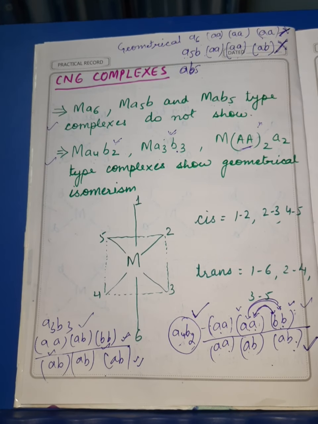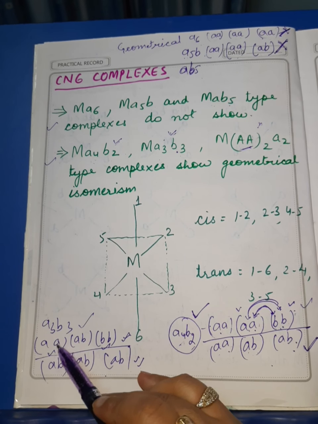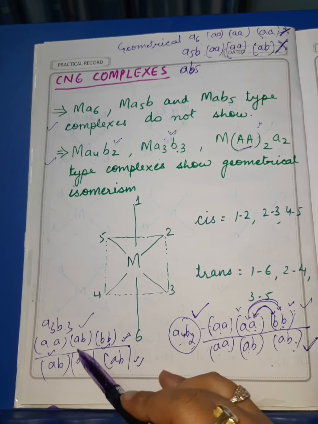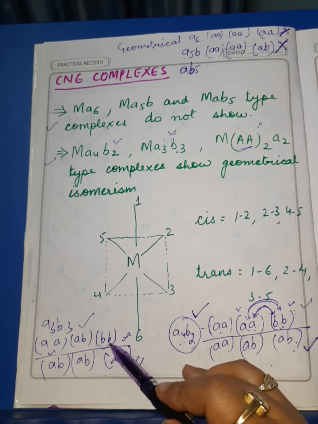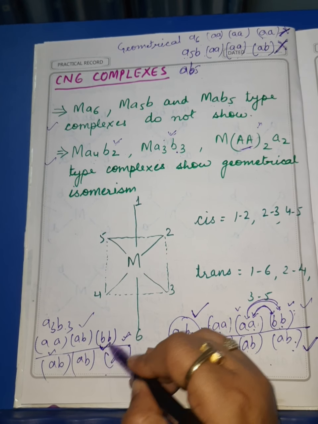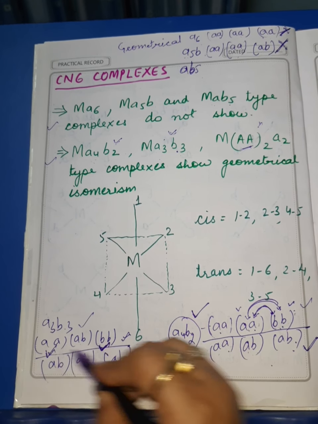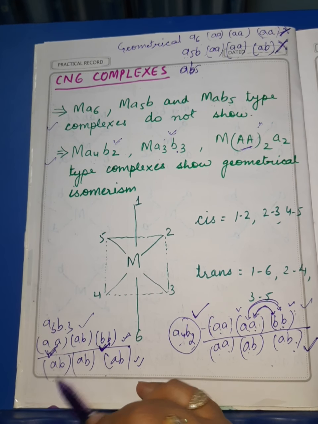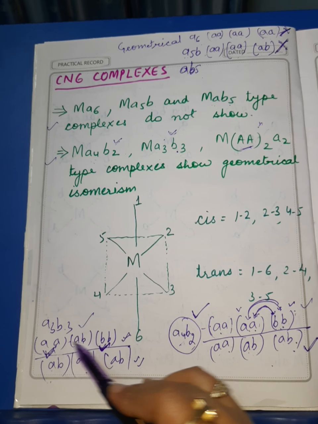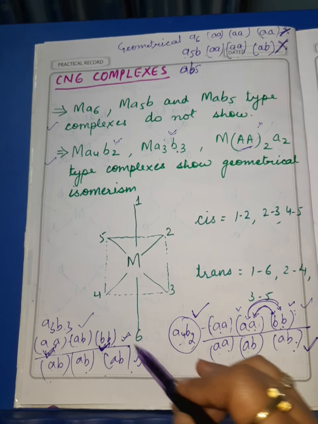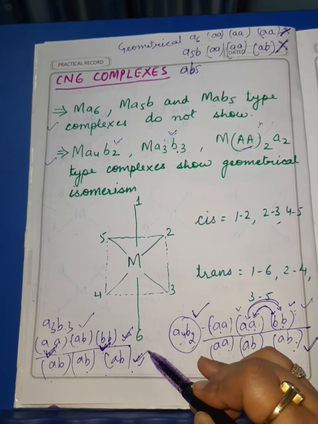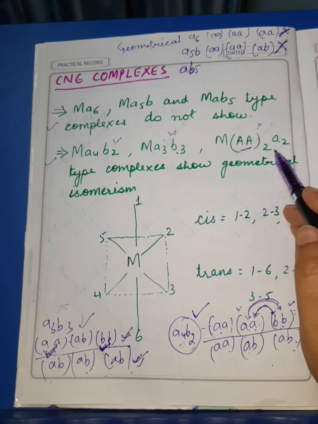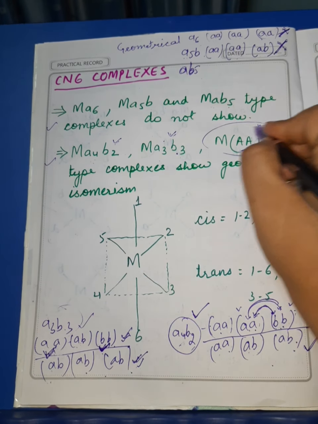Now when I say A3B3, I can have 3 pairs. With 3 A ligands and 3 B ligands, first one is AA, second one will be AB, third one will be BB. If I interchange the ligands between first and third pair, I get new pairs as AB, second will remain as it is, third also will become AB. So on exchanging the ligands, I am getting a new arrangement of the ligands. That means A3B3 clearly shows geometrical isomerism. M(AA)2A2 type of complex we will directly see in the arrangement.